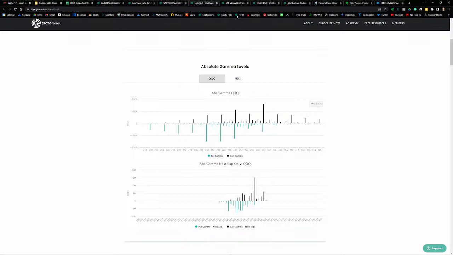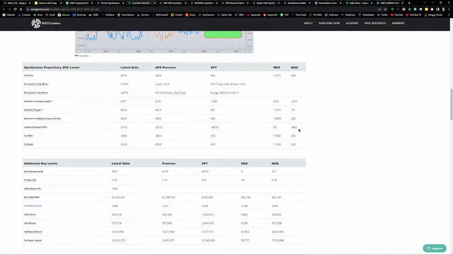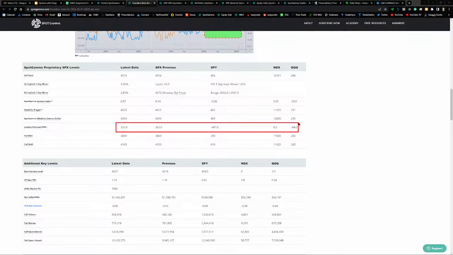All right, let's take a look at data. Here's what I want. So let's take a look at data, and this is gamma notional. This is market makers' position on the gamma curve, and the left column is SPX, and for all of these they have shifted. Gamma notional has shifted to more positive or less negative. So yesterday, gamma notional for SPX was minus 101, and today it's positive 331.